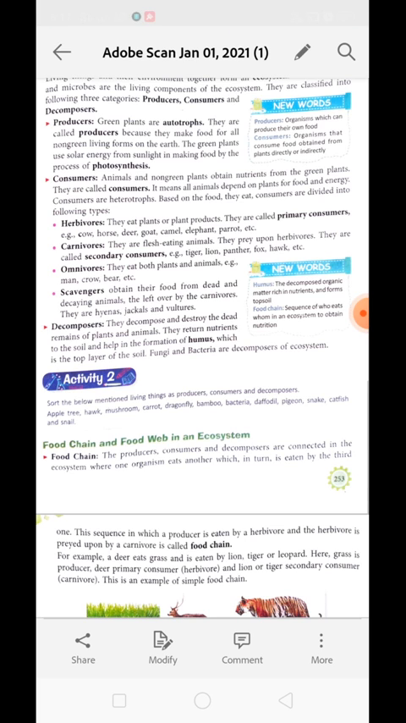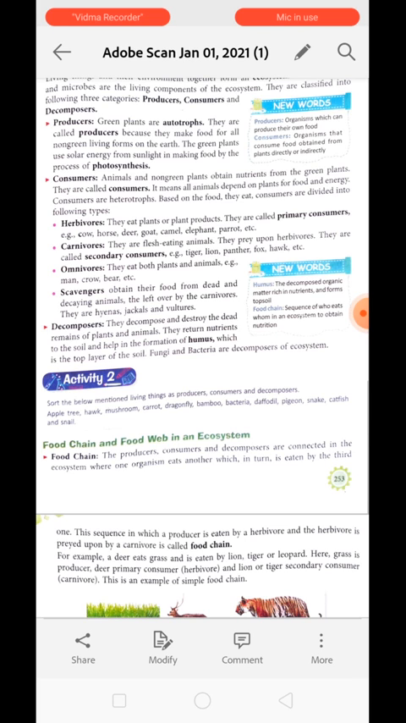Now, the next topic is food chain and food web in the ecosystem. It is the relationship between organisms which is based on food. That is why it is called a food chain. Let's discuss it. The producer, consumer and decomposer are all connected with each other in the ecosystem with one thing, that is called food.